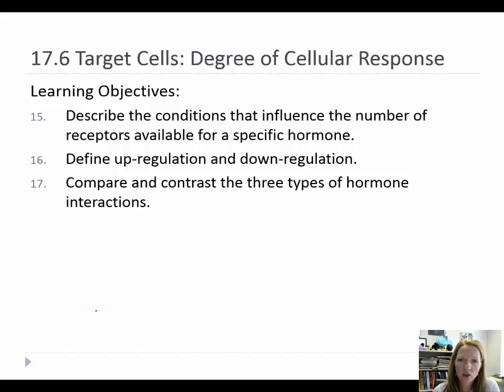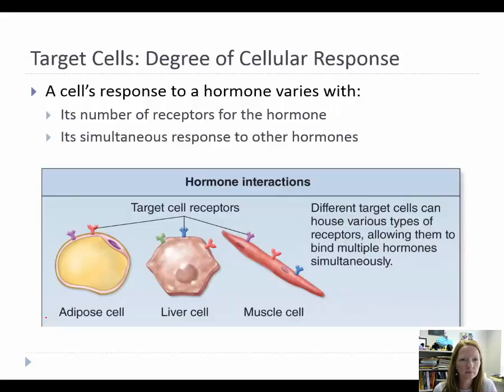Now we just have to take a look at the different factors of how those cells are going to respond to the interaction. We're going to be taking a look at how the number of receptors are definitely going to cause different effects. We're also going to take a look at what happens when you do have more than 2, 3 hormones actually interacting with the cell at the same time. So let's take a look at this.